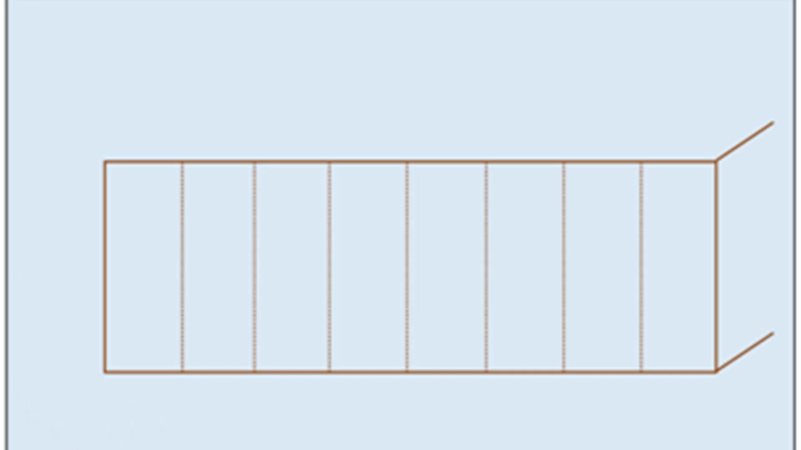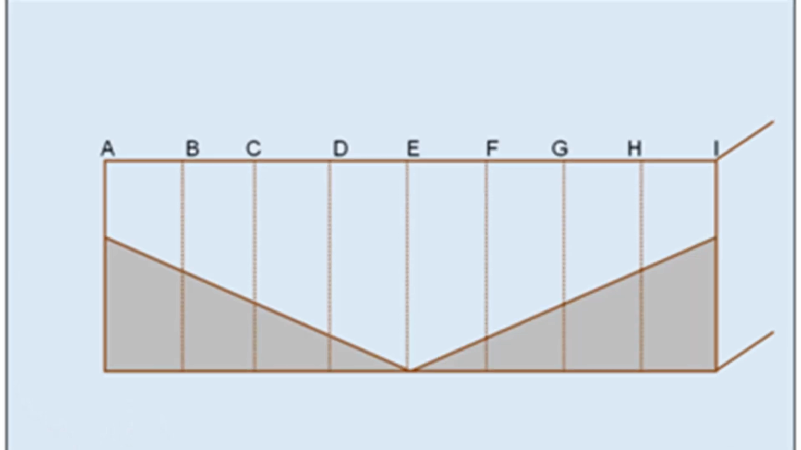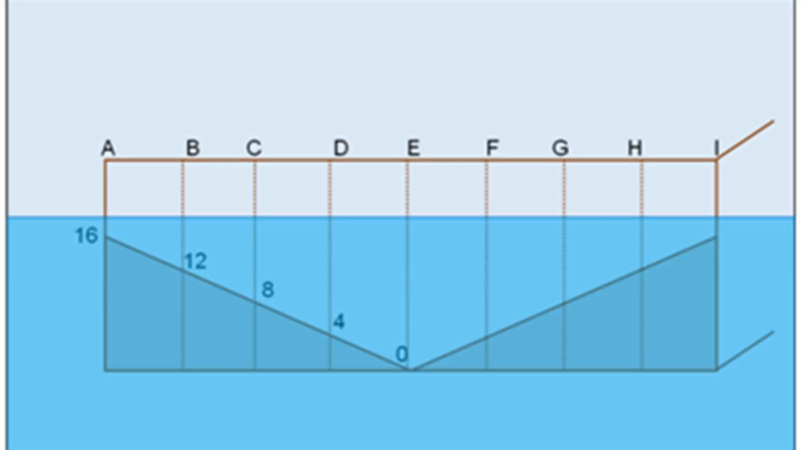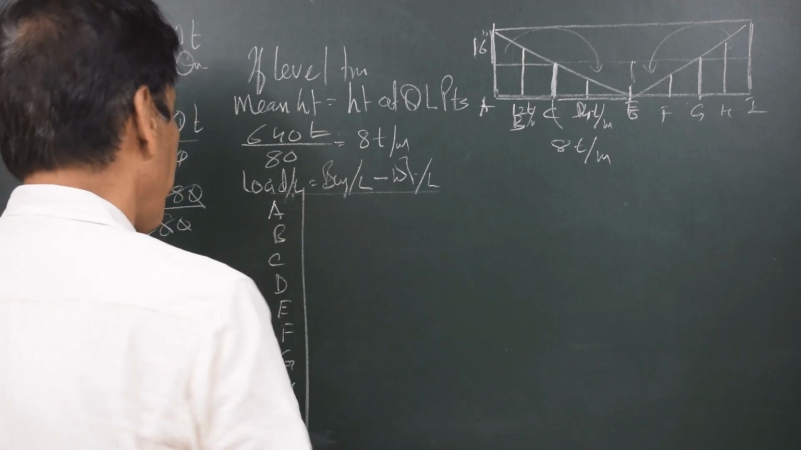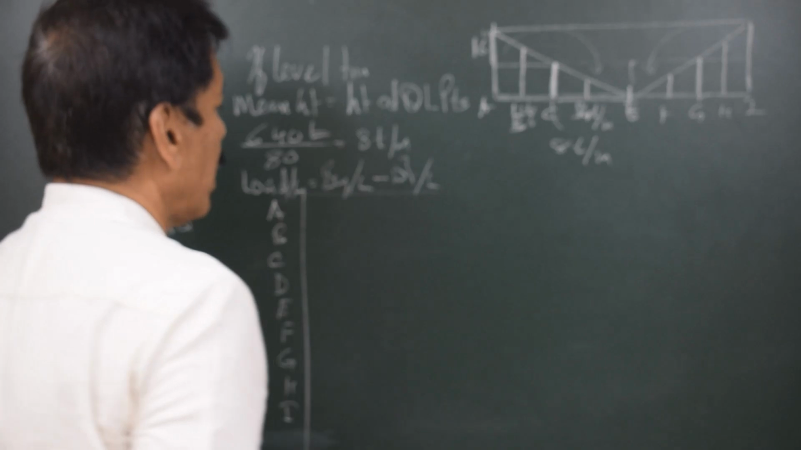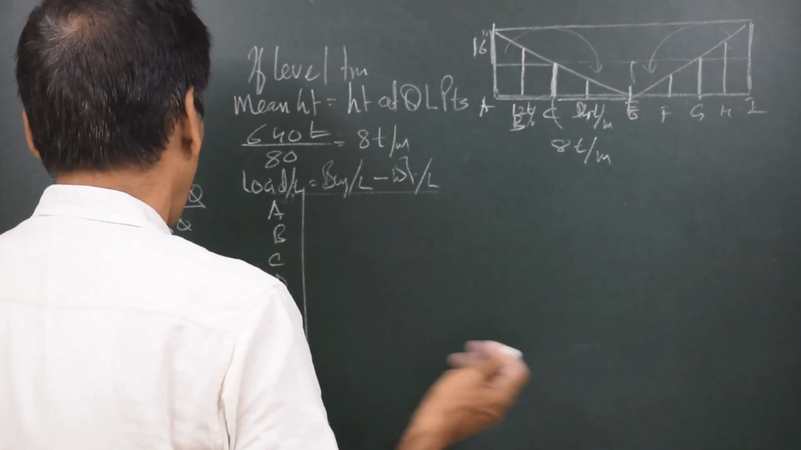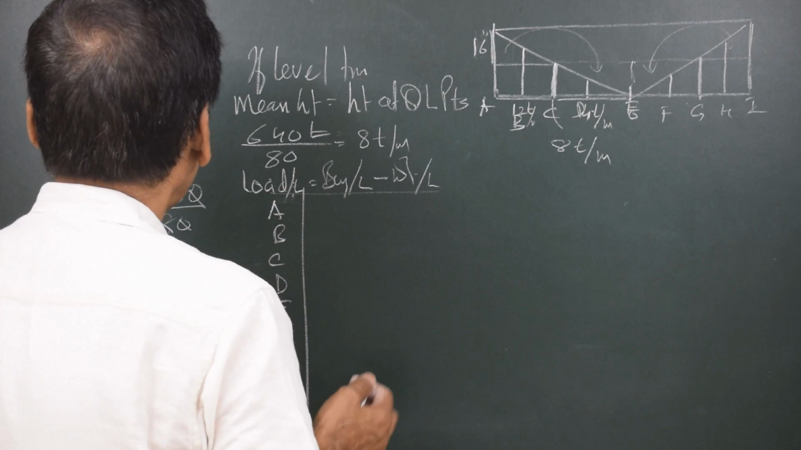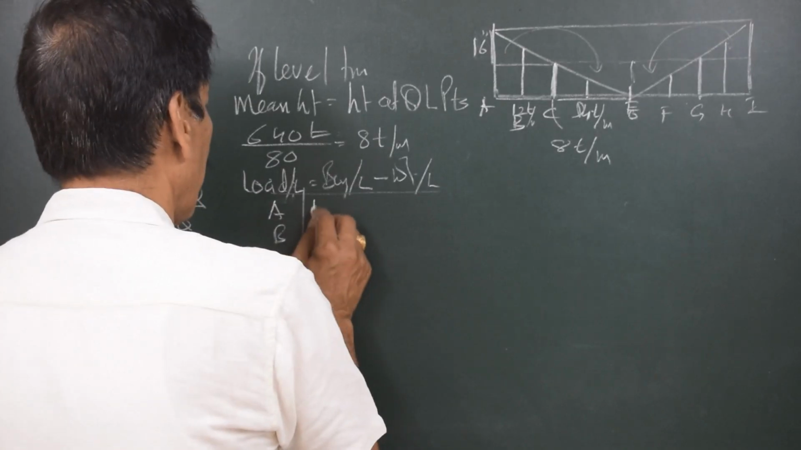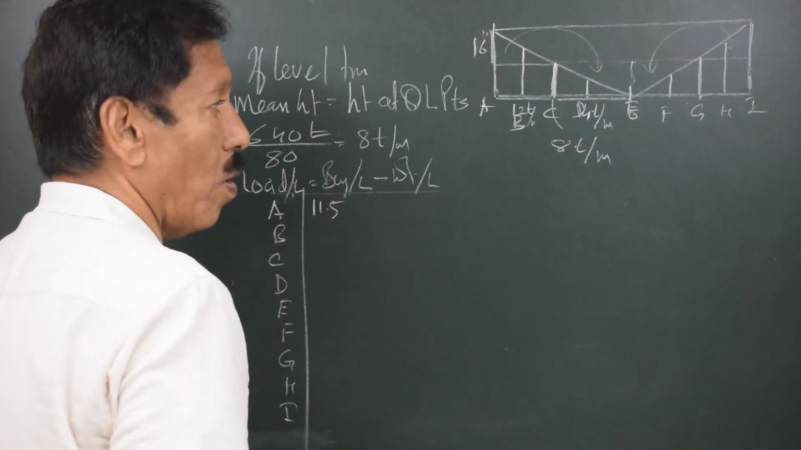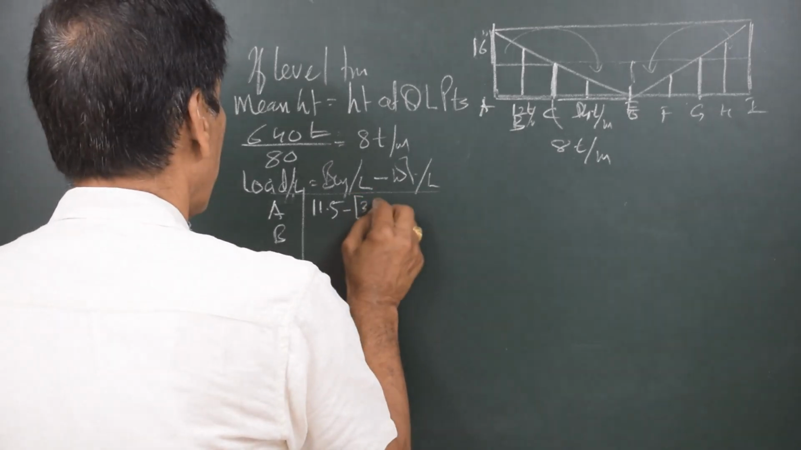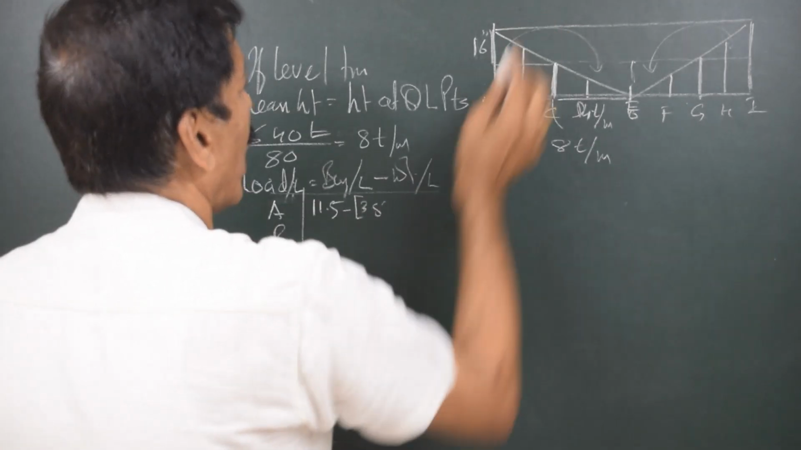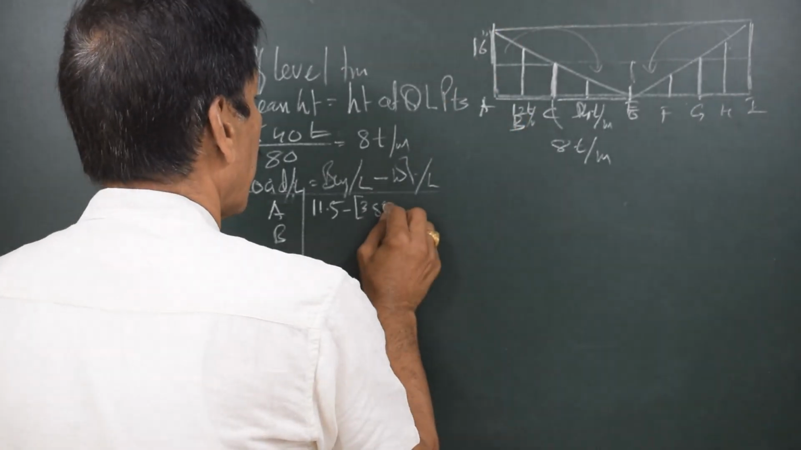Let's write down the loads at different points. The stations are A, B, C, D, E, F, G, H and I. We know that load per unit length is equal to buoyancy per unit length minus weight per unit length. Buoyancy per unit length is 11.5 and that is uniform all over the length, minus the weight of the barge, 3.5 tons per meter, and you have the cargo per unit length as 16.